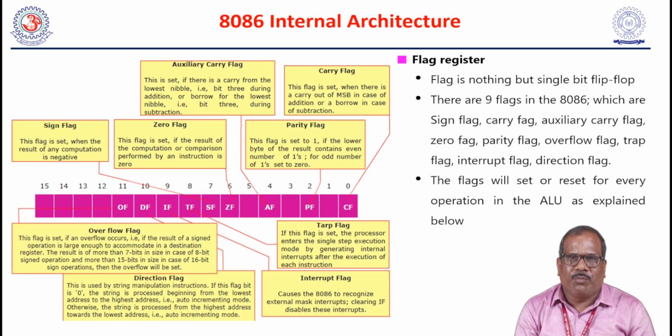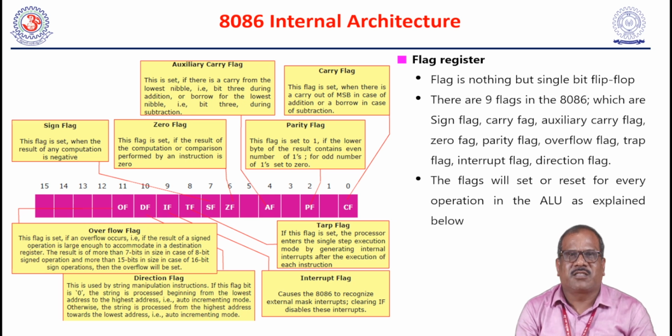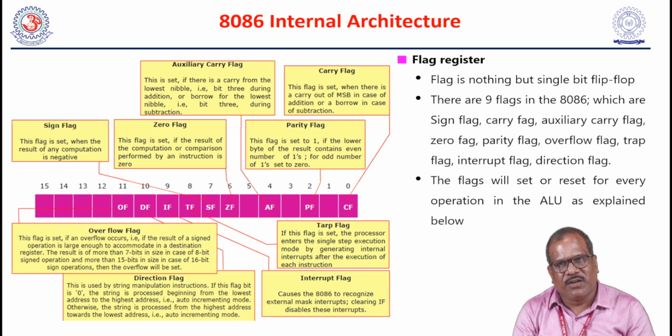Now, during program execution, after performing the ALU operation, the flag status will vary based on the ALU result. What is the function of each flag? The carry flag: after an ALU operation, when the result produces a carry, the carry flag is set, otherwise it is reset. Then the parity flag: when the result has an even number of ones, the parity flag will be set, otherwise it is reset.